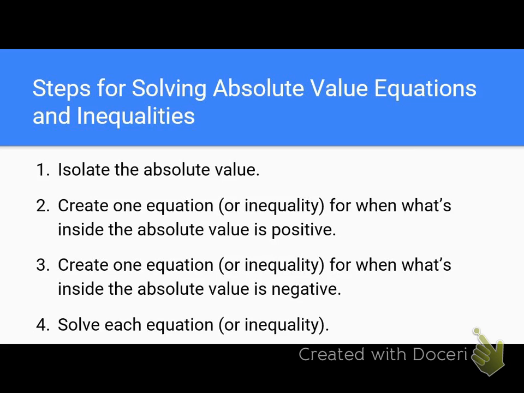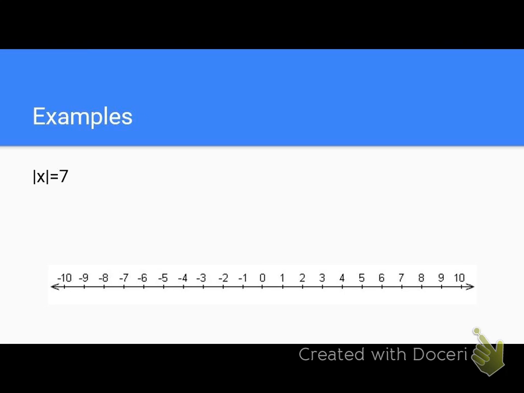Here are the steps for today. Pause the video here if you want to write down the steps. Big idea: we have to isolate the absolute value sign, then create one equation or inequality for when what's inside the absolute value is positive, and then the other one for what is negative, and then you solve each equation or inequality. So here's an example, a simple example.